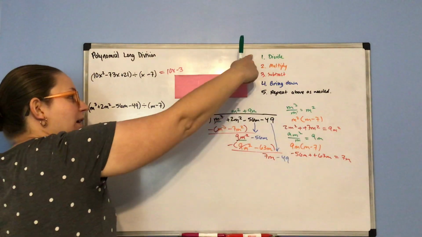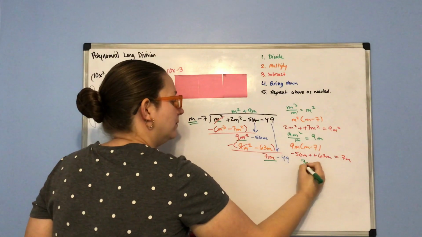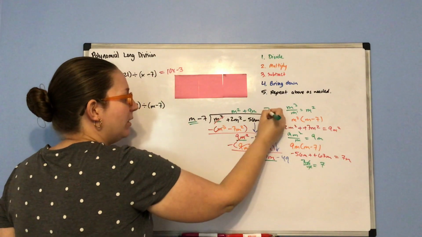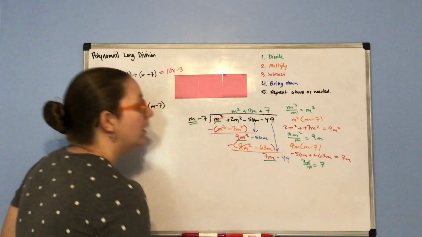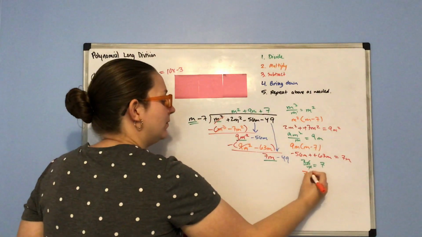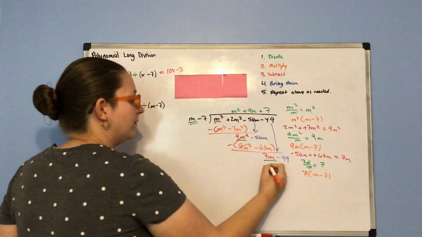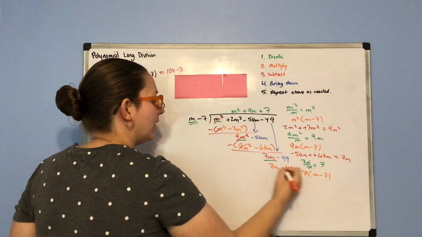So, back to the top. We divide 7m divided by m. The m's cancel, we get just 7. So that's a positive 7, we put plus 7 up top. Now we multiply that 7 times our outside stuff. So this is what we're thinking. 7 times m is 7m. 7 times negative 7 is negative 49.